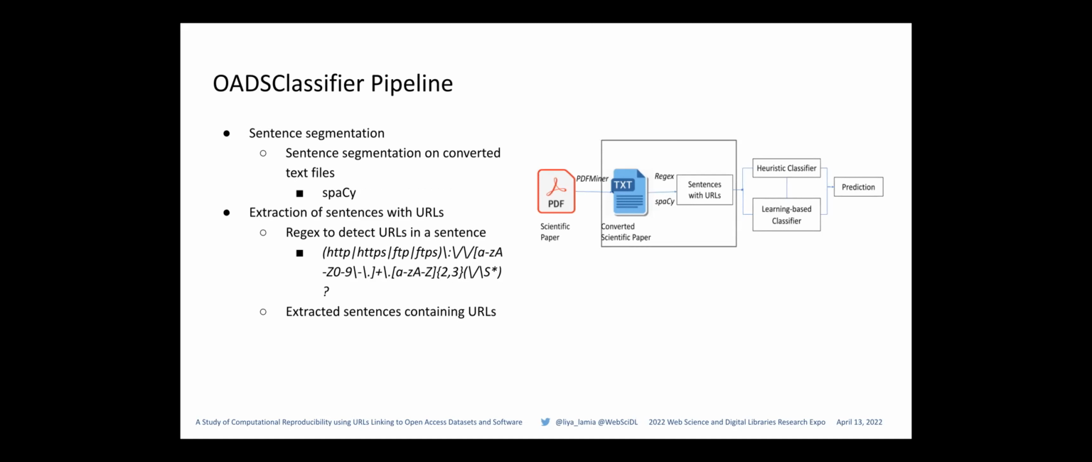After that, we performed sentence segmentation on the text file. We used spaCy's sentence tokenizer for that purpose. And then comes the extraction of sentences that contain URLs. We built a regular expression, which is the following, to detect the URLs in a particular sentence. And after that, we extracted sentences that contain URLs.